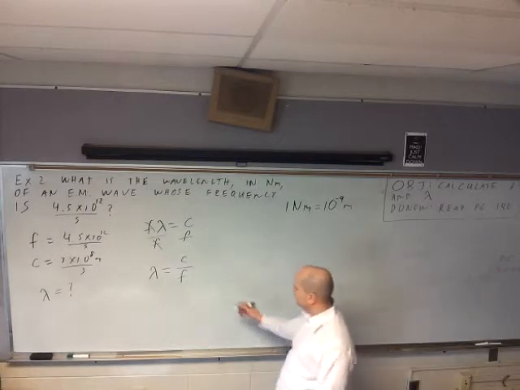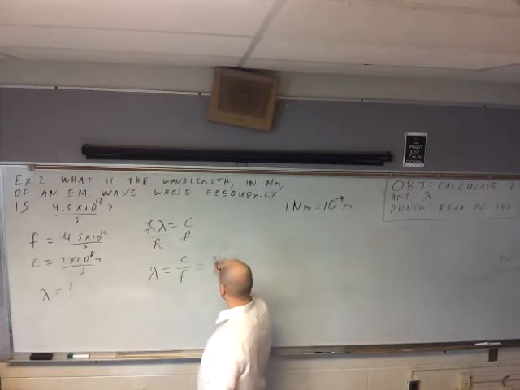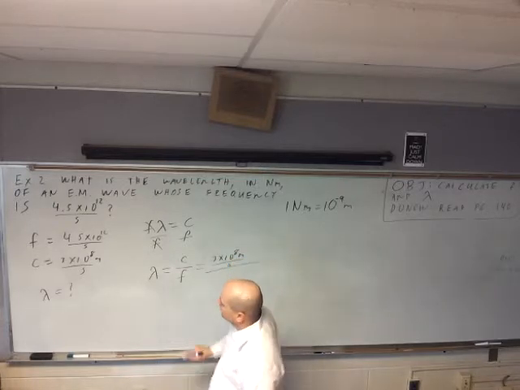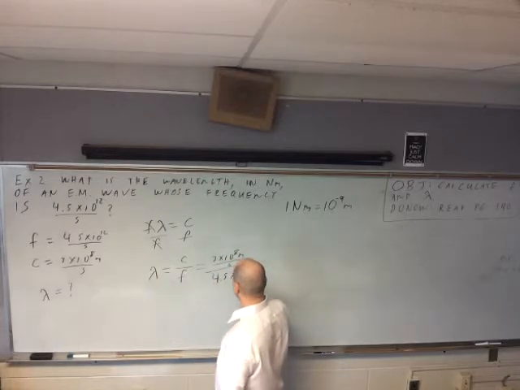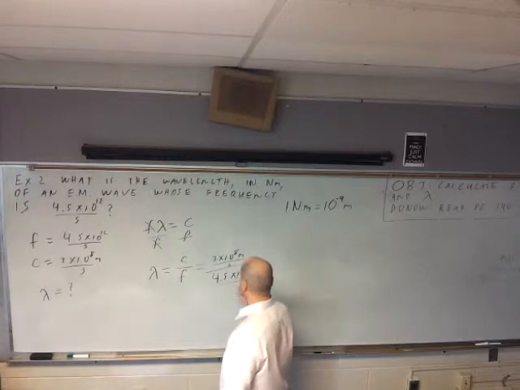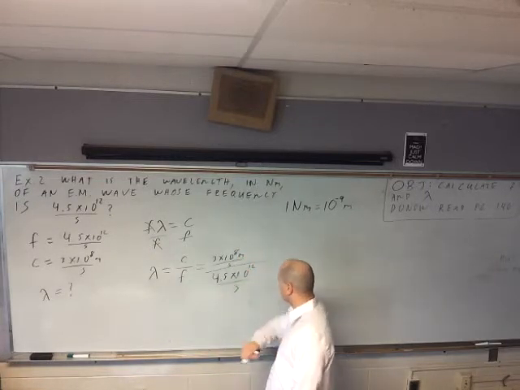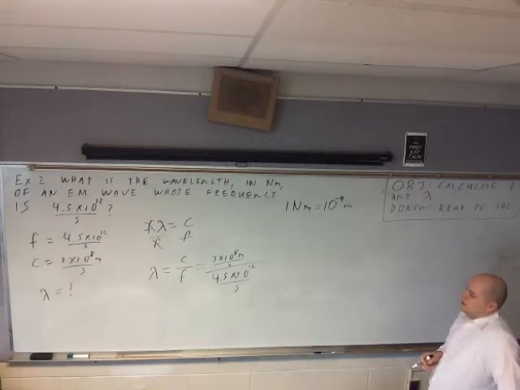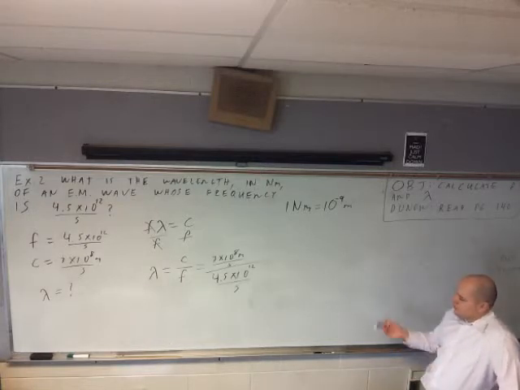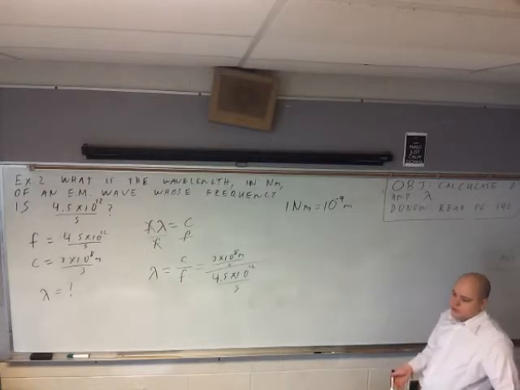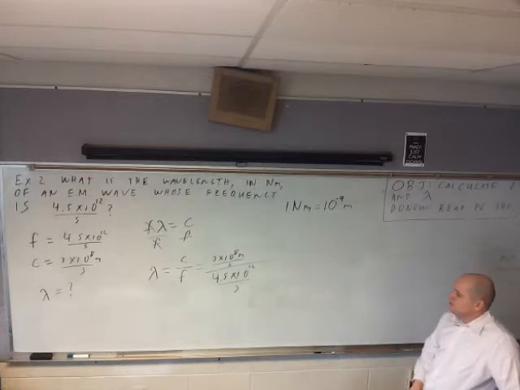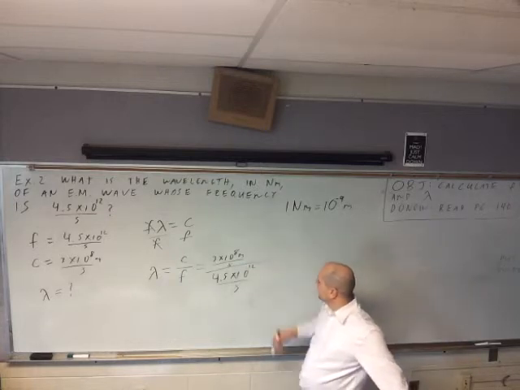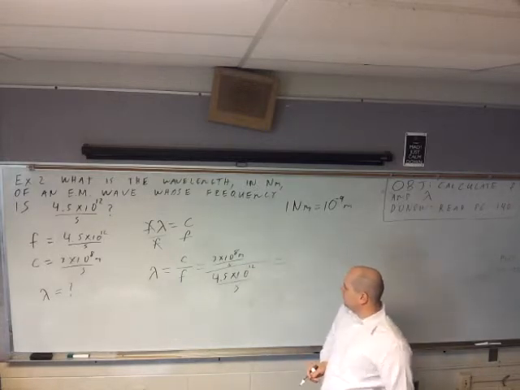All right, so let's plug in numbers. It's going to be 3 times 10 to the 8 meters per second divided by 4.5 times 10 to the 12 per second. They both have per second, so that cancels on the top and bottom. Whenever you plug this in, you're going to get a bunch of 6s repeating, because 3 over 4.5 is 2/3, that's like 0.66666.